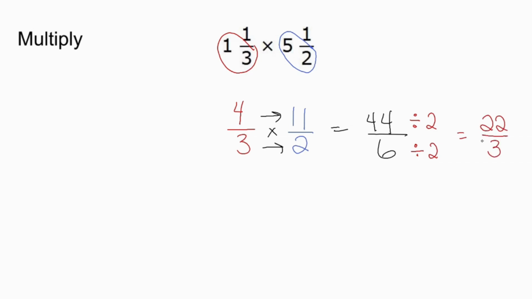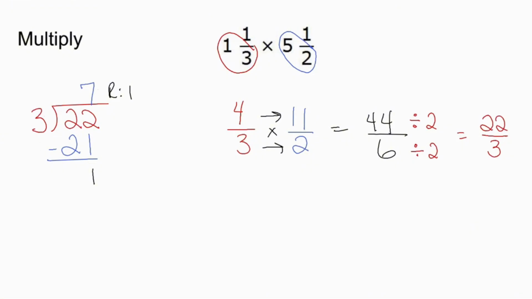Now, 22 over 3 is simplified, but it's an improper fraction. Let's turn that back into a mixed number. So we're going to find how many times 3 goes into 22, the Taylor Swift special. Well, 3 goes into 22 7 times. 7 times 3 is 21. And now we're going to subtract 22 minus 21. And 22 minus 21 is 1. With no more numbers to bring down, that 1 becomes your remainder. So I have remainder of 1.